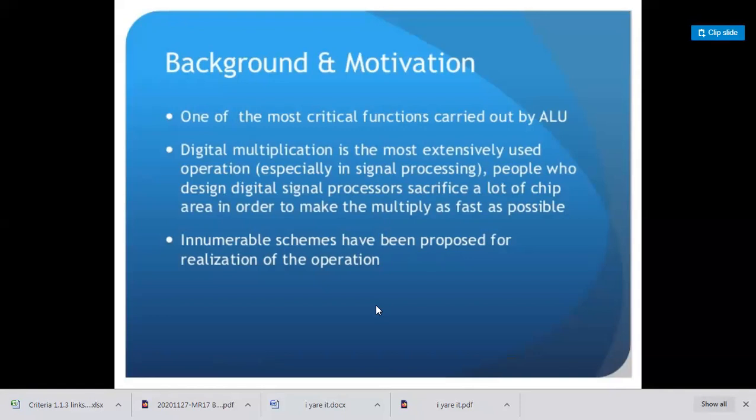Numerous schemes have been proposed for the realization of the multiplication operation, such as the power multiplier as well as the array multiplier. There are different multipliers.